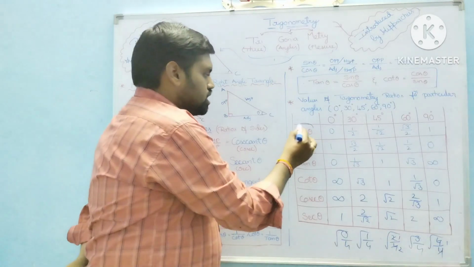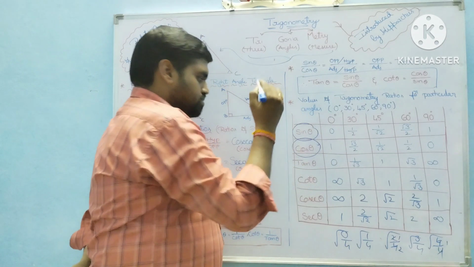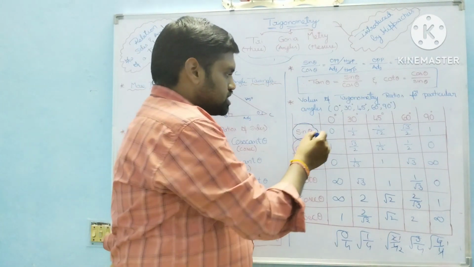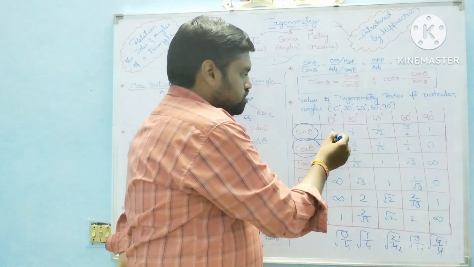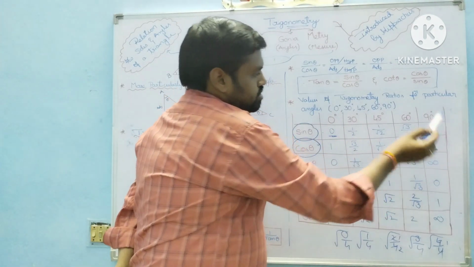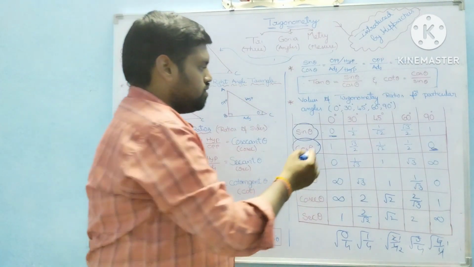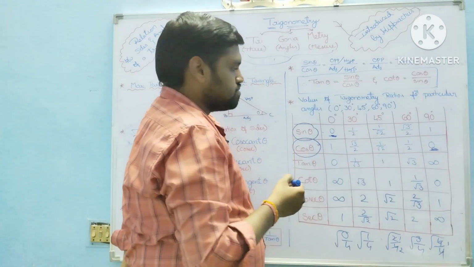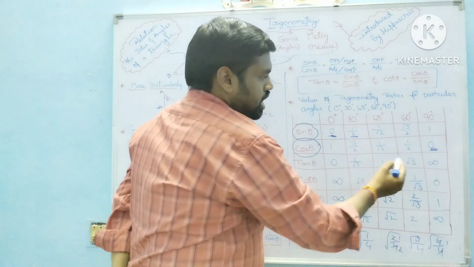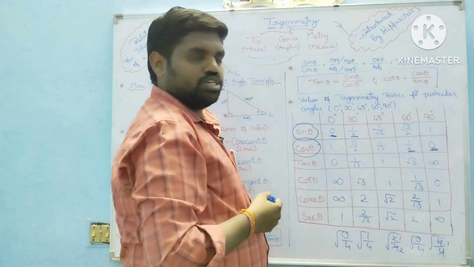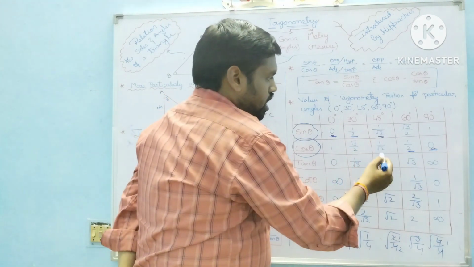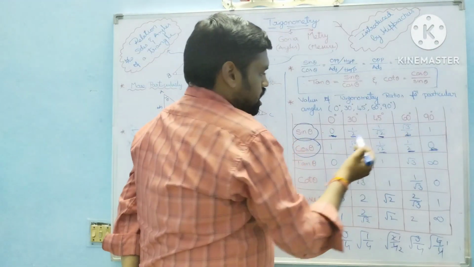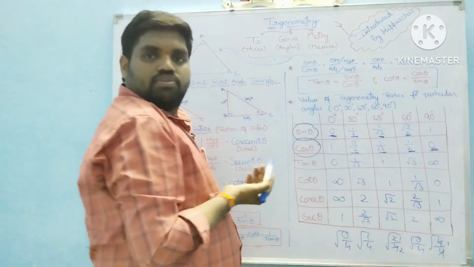The sin theta and cos theta values are reverse to each other. That means sin 0 is equal to the cos 90 value. Let us observe: sin 0 value and cos 90 value are both equal. Like sin 30 degrees and cos 60 degrees are also equal. Sin 45 and cos 45 are equal. Sin 60 degrees and cos 30 degrees are equal.